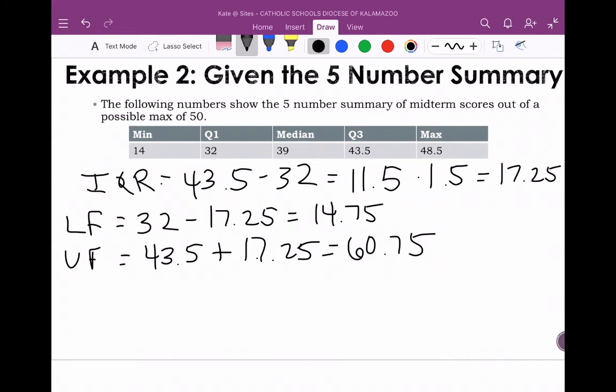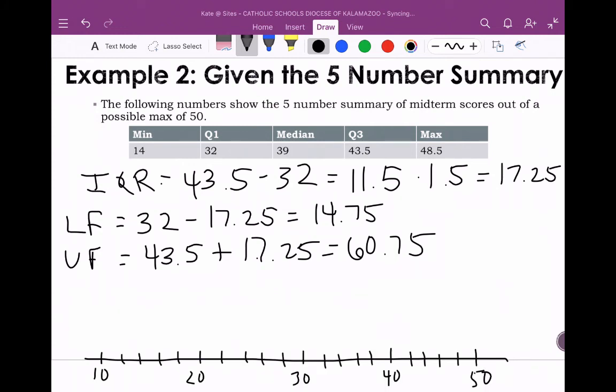So then when I make my box and whisker plot, I have to have my number line. And I'm going to, again, count by twos, but this time I'm going to go ahead and start at 10. Once I have my number line with a consistent scale that is labeled, I can then plot everything. So I start with my median again at 39, so that would be about right here. And then my Q1 is 32, which is here. My Q3 is 43.5, so right here. And then I connect these 3 lines to make a box.